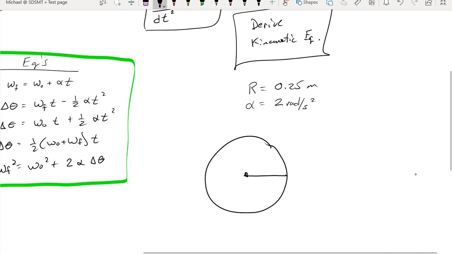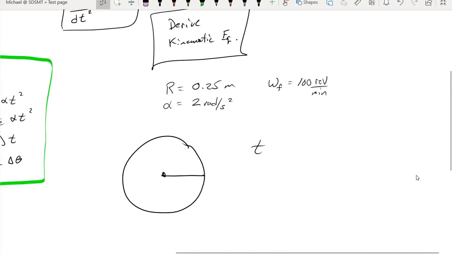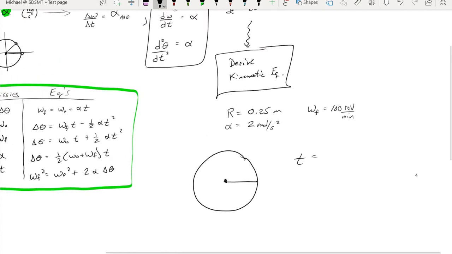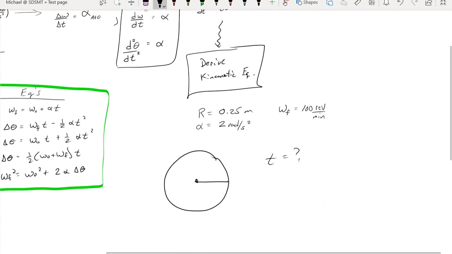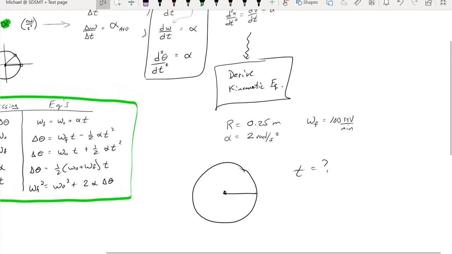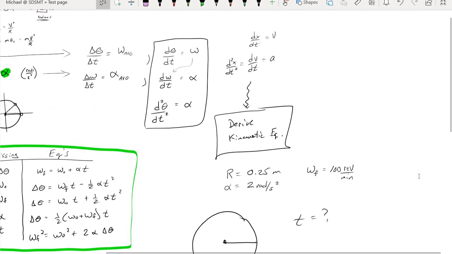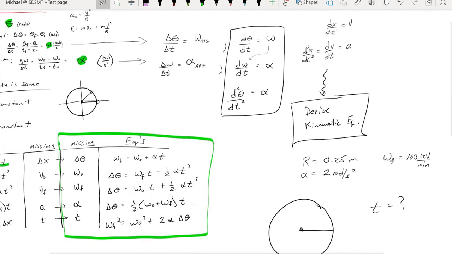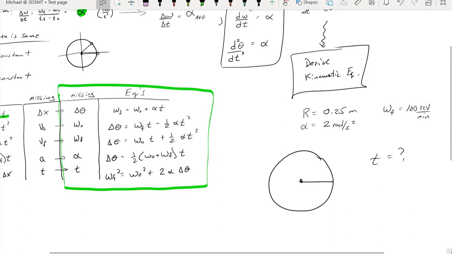How much time is it going to take for the wheel to reach an angular velocity of 100 revolutions per minute? Well, wait a second. I thought we said that all of these angular terms had to be in radians per second. That's what they need to be when we plug them into our kinematic equations.